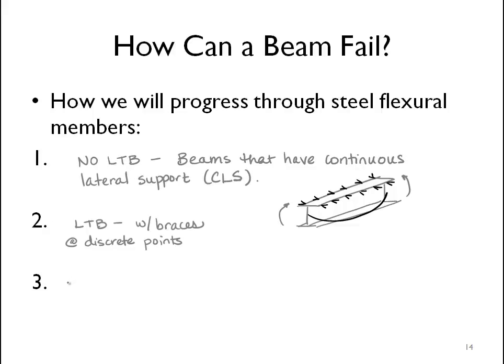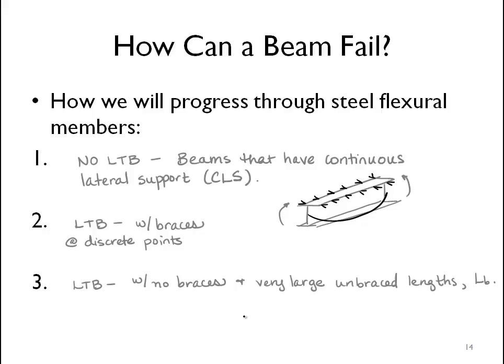And then finally, after we get all that figured out, we're going to consider beams that are susceptible to lateral torsional buckling, where we have really, really long unbraced lengths between brace points. So we'll consider the case where we have no braces and very large unbraced lengths. I'm going to use L sub B to designate unbraced length.